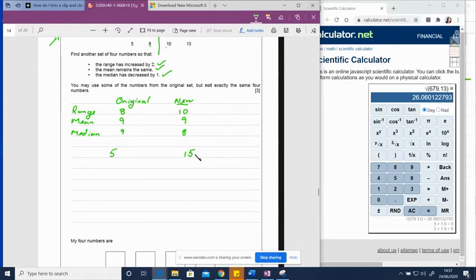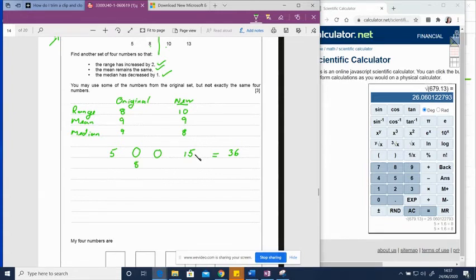Now, the mean's going to be the same. That means all 4 numbers have to add to 36. Finally, these 2 numbers in the centre have to give us a median of 8. So when you add them and divide by 2, they've got to give you 8. The only number divided by 2 which gives 8 is 16. So 2 numbers here that add to 16.